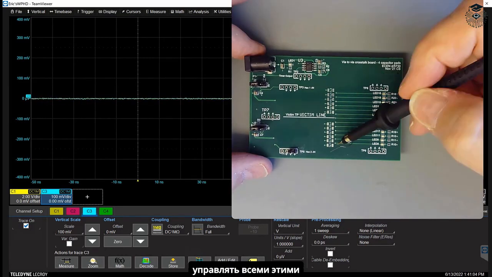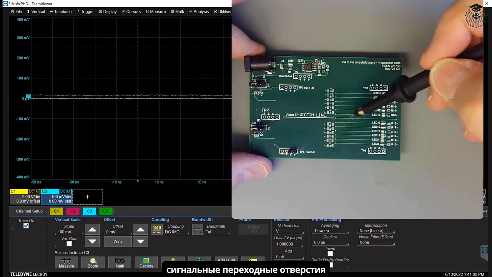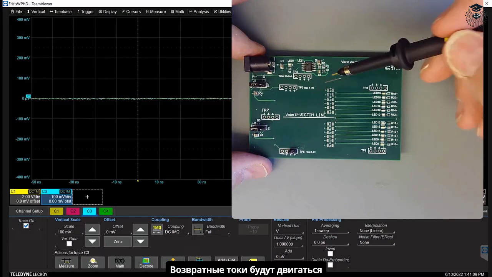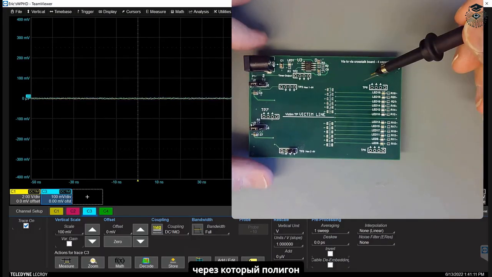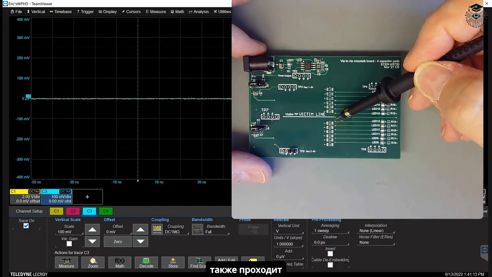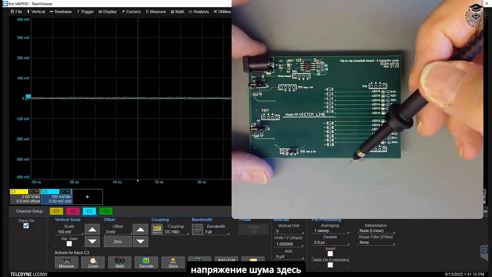And so we're going to drive all those signals. They're going to come up through the signal vias. The return currents are going to drive between the two planes through the impedance of that plane, generating noise. This victim line is going through that path. We're going to measure the voltage noise over here.